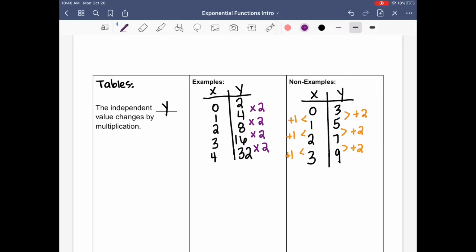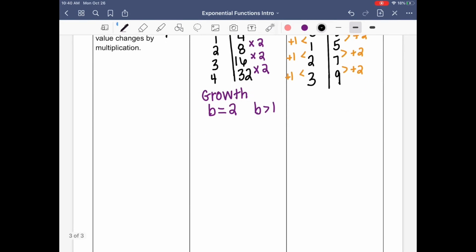Now, the other thing we are also going to look at is what happens if it's decay. So this would definitely be growth. The reason that this would be growth is because my base is 2. That's the number it's being multiplied by. And my base is greater than 1. All right, but what if my table is not growth? What if it's decay?